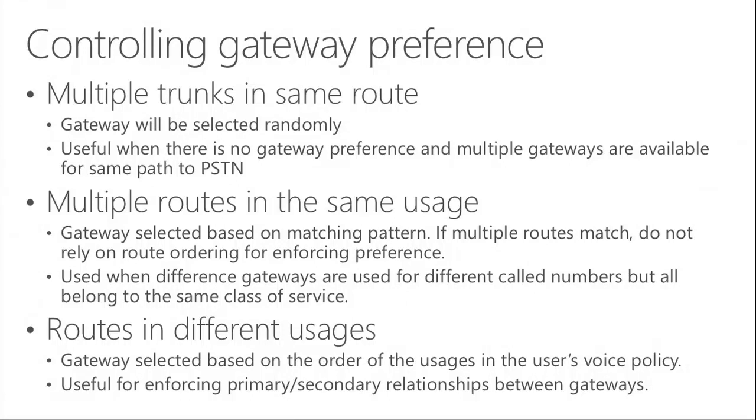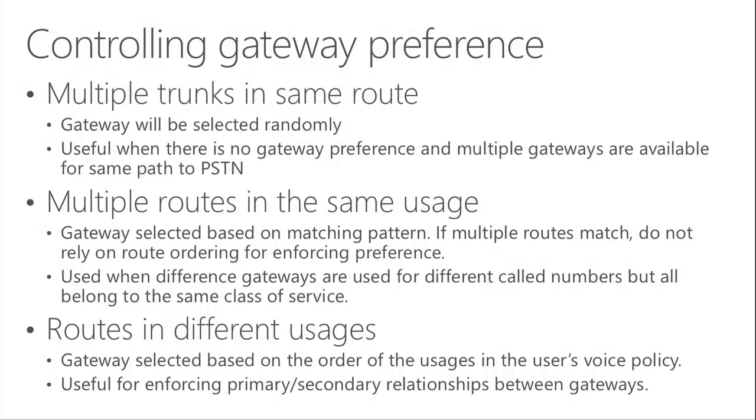And then you can have multiple routes in the same usage. This is again a scenario we will test, and routes in different usages, right? So if we want to use a specific gateway, let's say to go to Frankfurt or anywhere in India or Dubai, then there are ways we need to configure, and we have a special order of PSTN usages within the voice policy, which we need to have there.